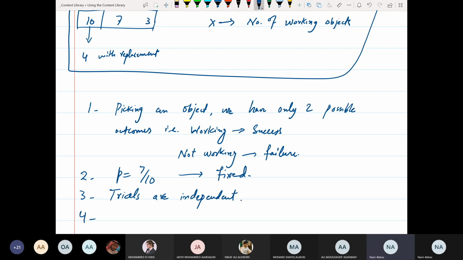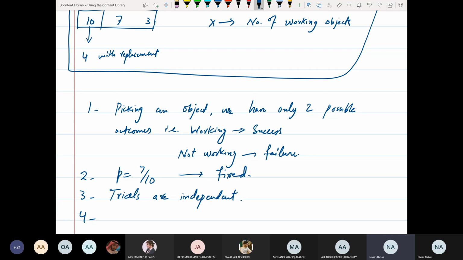And number 4, Jafar Muhammad: Doctor, I have noticed that always the question that has with replacement is independent. Yes, I will give you some examples. With replacement is yes, a special case of binomial.